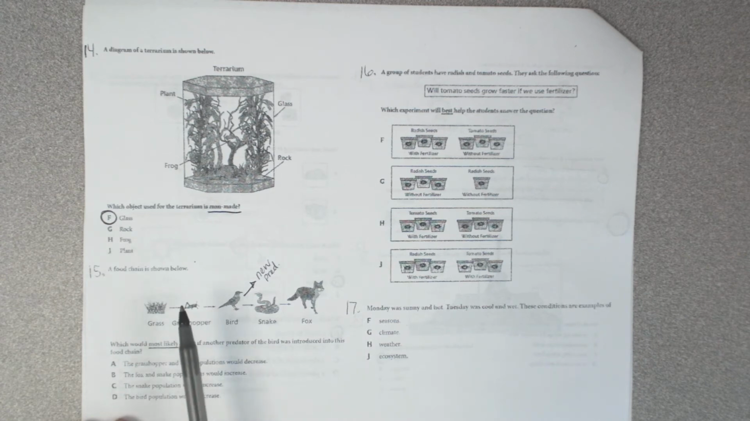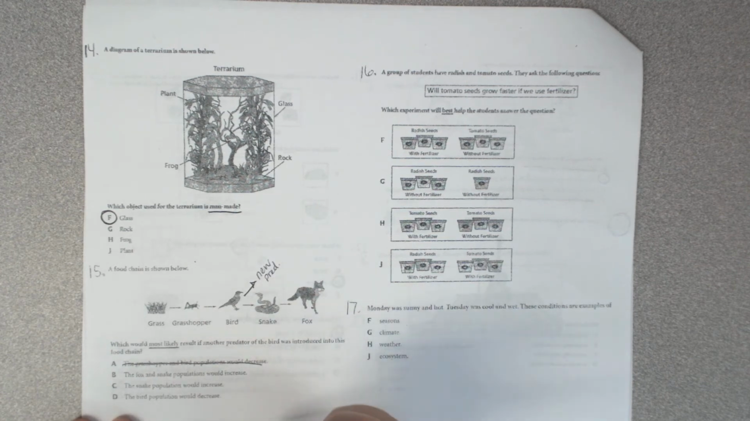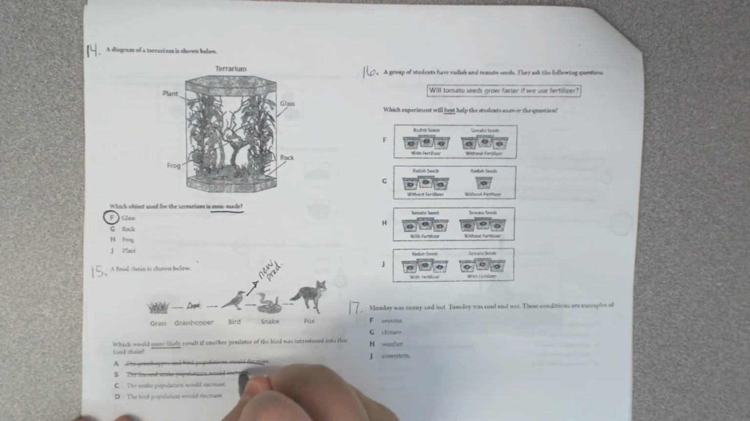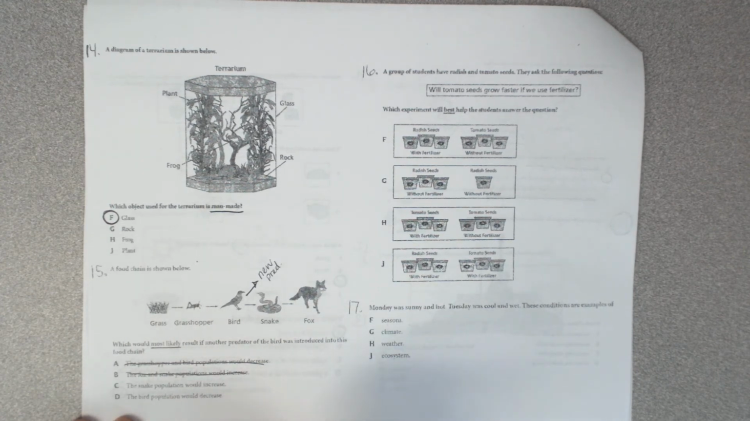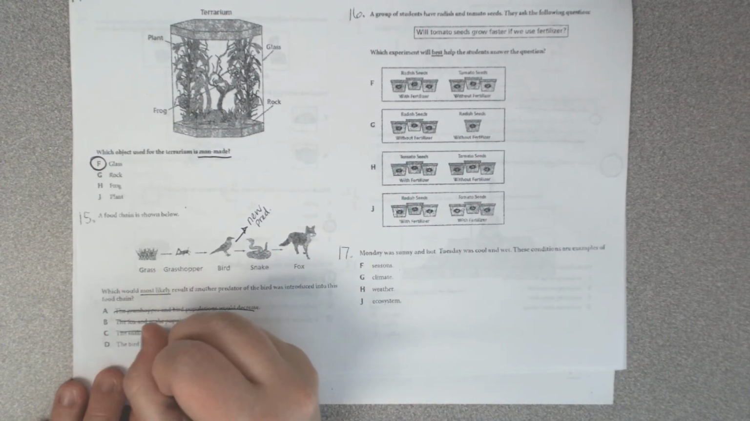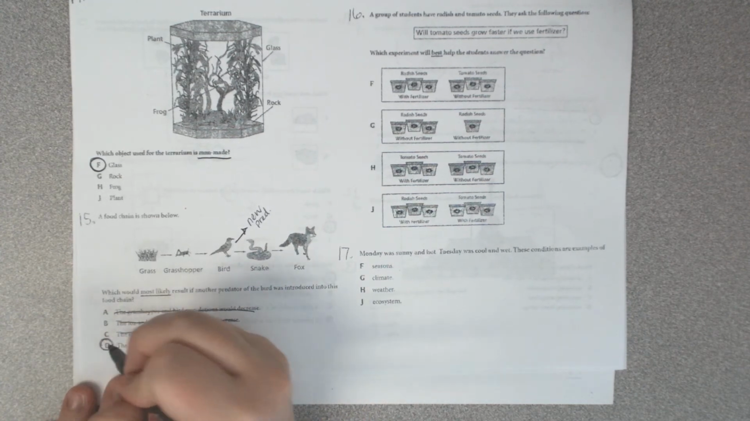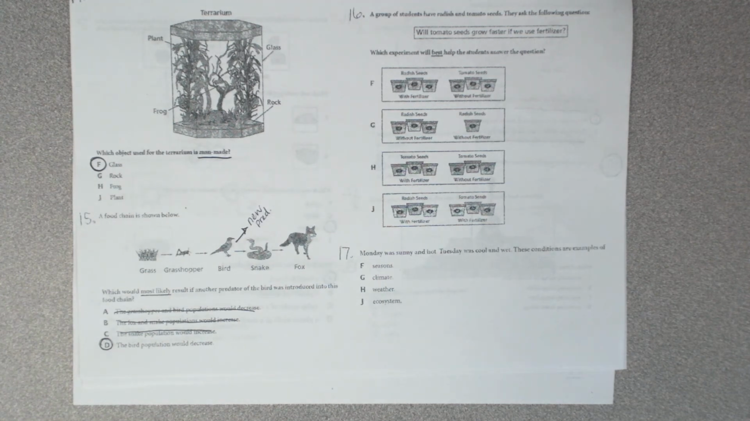Well, but would the grasshopper population decrease? If there's more birds being eaten, then there's less grasshoppers being eaten, right? No. The fox and snake population would increase. I don't think so. Not necessarily. The snake population would increase. I don't see why it would. Do you? Or the bird population would decrease. Yeah, definitely the bird population would decrease because there would be more than just one predator eating the bird.